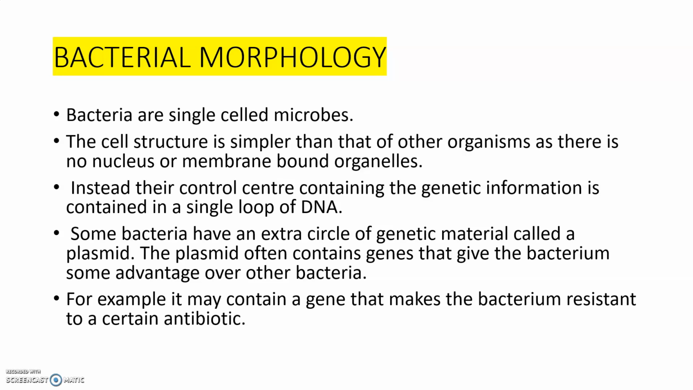Some bacteria have an extra circle of genetic material, and it is called plasmid. The plasmid often contains genes that give bacteria some advantage over other bacteria, such as antibiotic resistance mechanisms. For example, it may contain a gene that makes the bacterium resistant to antibiotics.